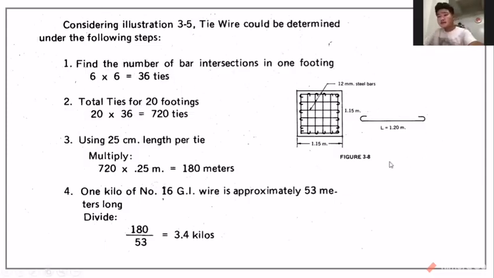So considering illustration 3.5, tie wire could be determined under the following steps. We'll just use this illustration again. So find the number of bar intersections in one footing. So we have 6 by 6, so we have 36 ties. Then total ties for 20 footings, so 20 was multiplied by 36, so we got 720 ties for 20 footings.